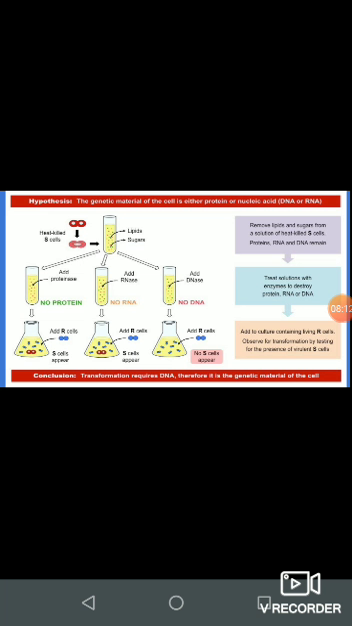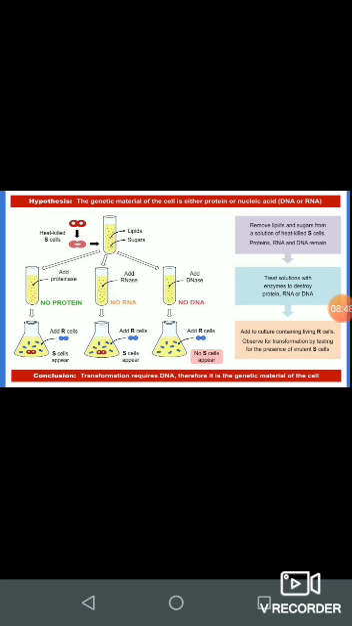The transforming principle was distributed into three tubes. The first tube they treated with proteases, the second tube with RNases, and the third with DNases. So in the first there are no proteins, in the second there is no RNA, and in the third there is no DNA. They then added this transforming principle along with the live R bacterial cells.